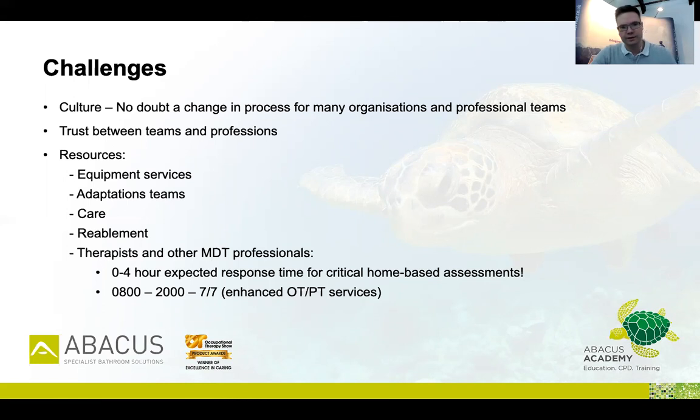One of the biggest is obviously therapist resources. So are there even enough therapists to do this properly? But if there's not, and discharge to assess is being misused, then it also creates issues around safety.